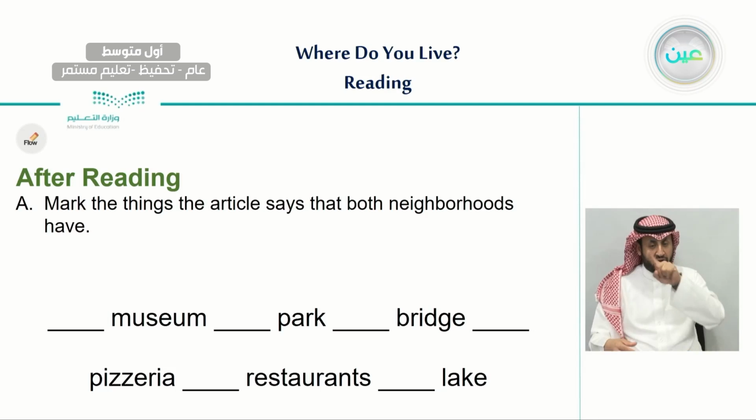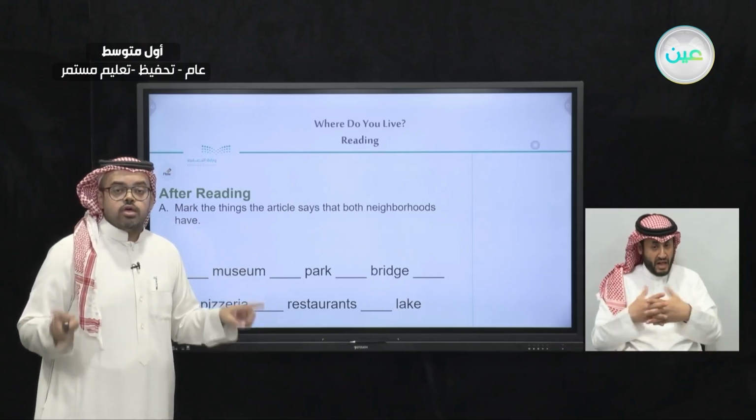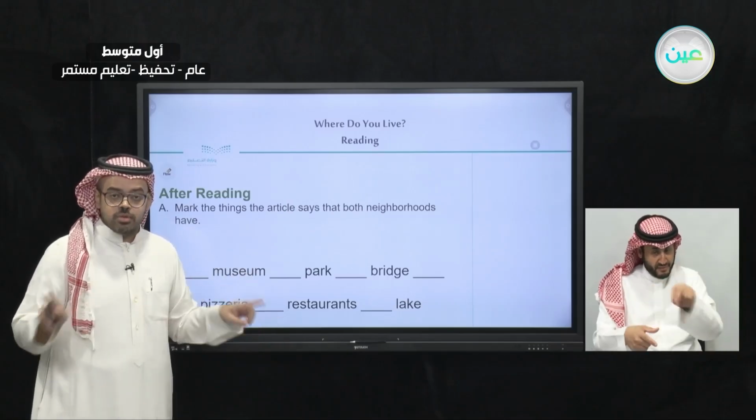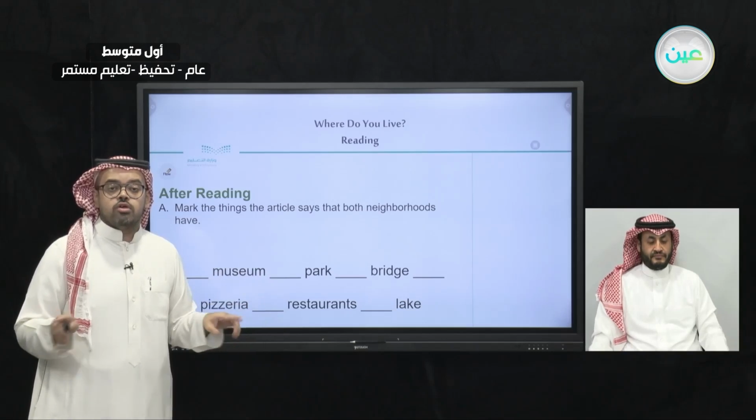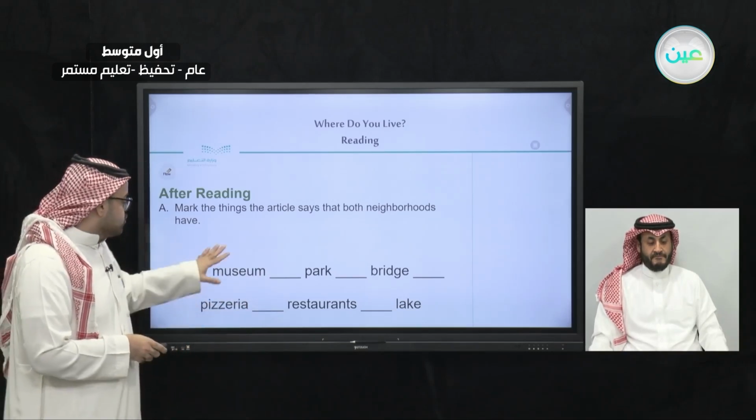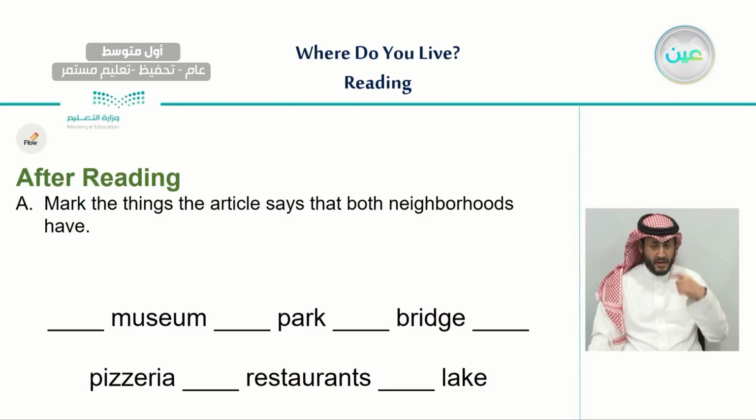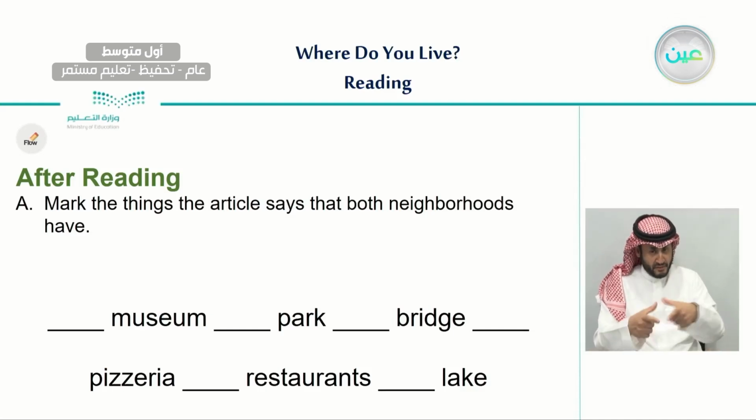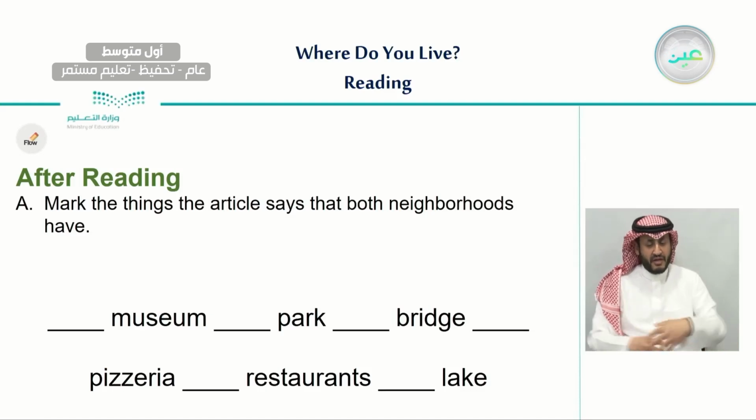So not only one neighborhood, but both of them, if they both have the same similarity or the same place. So here we can put the check mark. We're going to see if both of those neighborhoods have a museum, a park, a bridge, a pizzeria, a restaurant, and a lake.